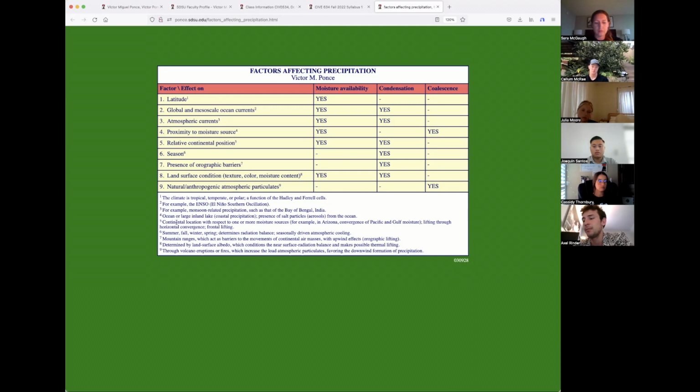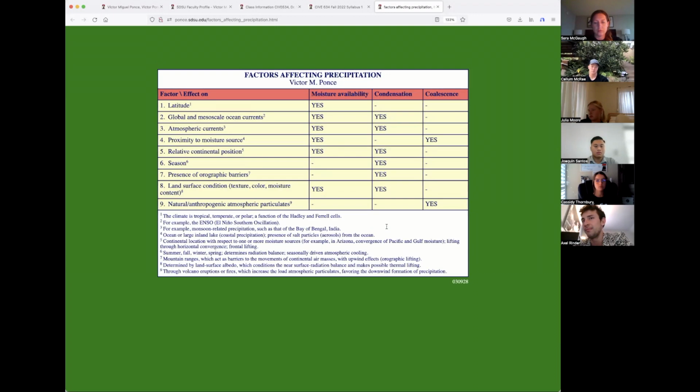Number 5, relative continental position. Relative continental location with respect to one or more moisture sources. For example, Arizona, convergence of Pacific and Gulf moisture, lifting through convergence, etc. So relative continental position is also important. And that's something we cannot change.